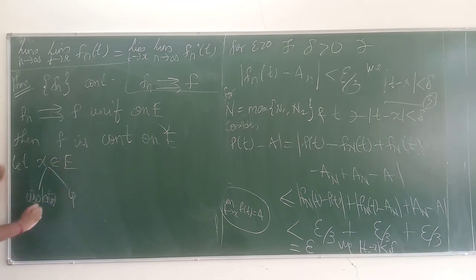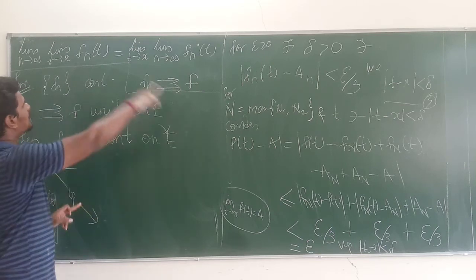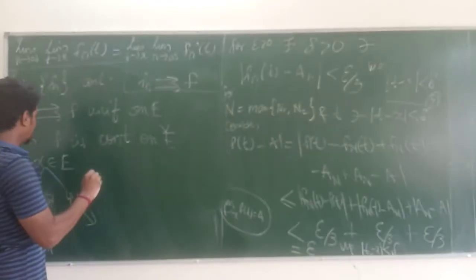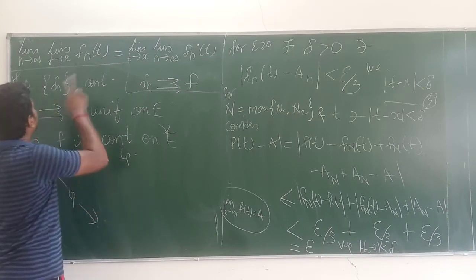If x is an isolated point, then f is always continuous. Any function is continuous at isolated points, so no need to worry about this case. So we have to worry about the other case. If x is a limit point, we can apply the previous theorem and do something there.